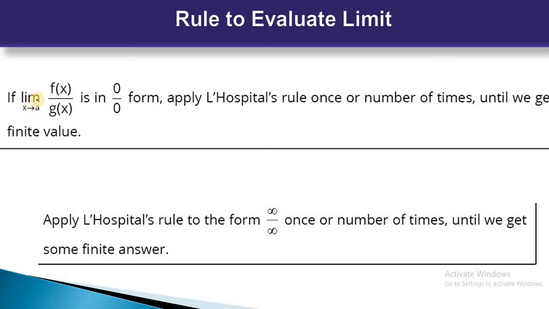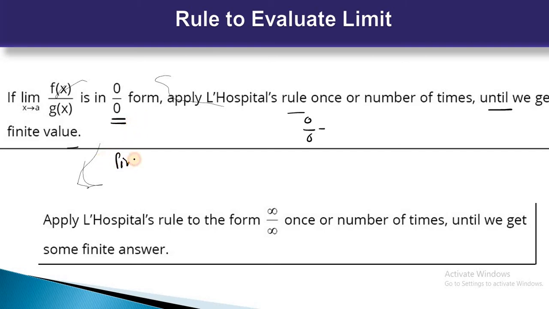If the limit of function f of x upon g of x as x tends to a is in the 0 by 0 form, then we apply L'Hospital rule one time. If it is again in 0 by 0 form, then we repeat it a number of times until we get a finite value of the limit. Okay. So we apply L'Hospital rule if the indeterminate form is 0 by 0.